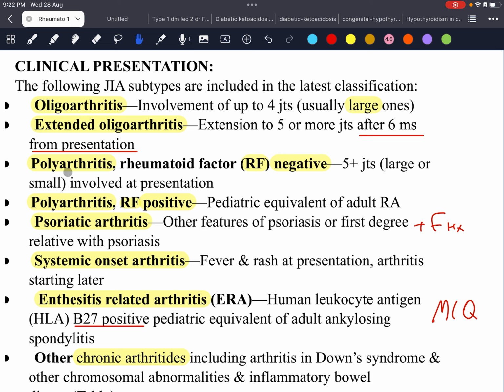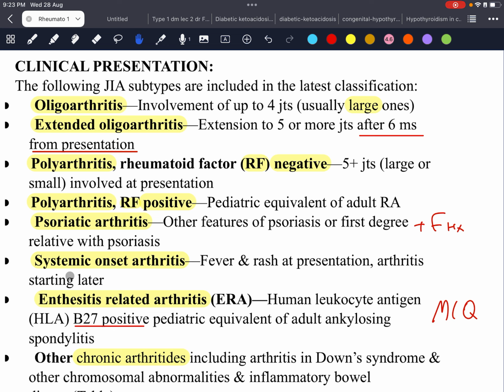The other subtype is polyarthritis. It involves 5 or more joints, and could be small or large joints. It is either rheumatoid factor negative or positive. When it's positive, it is equivalent to what we already know in adults as rheumatoid arthritis. The other subtype is psoriatic arthritis, and in this case there is a relation with psoriasis in the same patient, or there is a history of psoriasis in a first-degree relative of the affected patient.